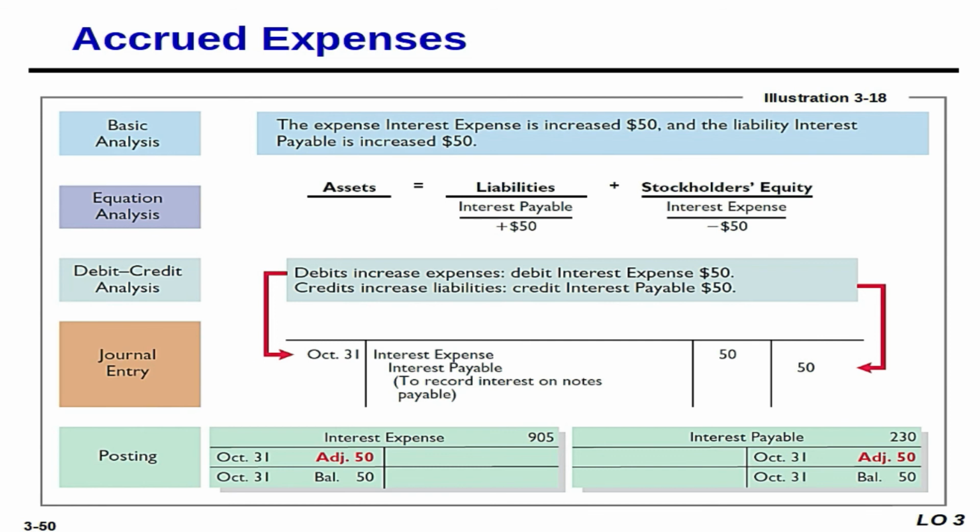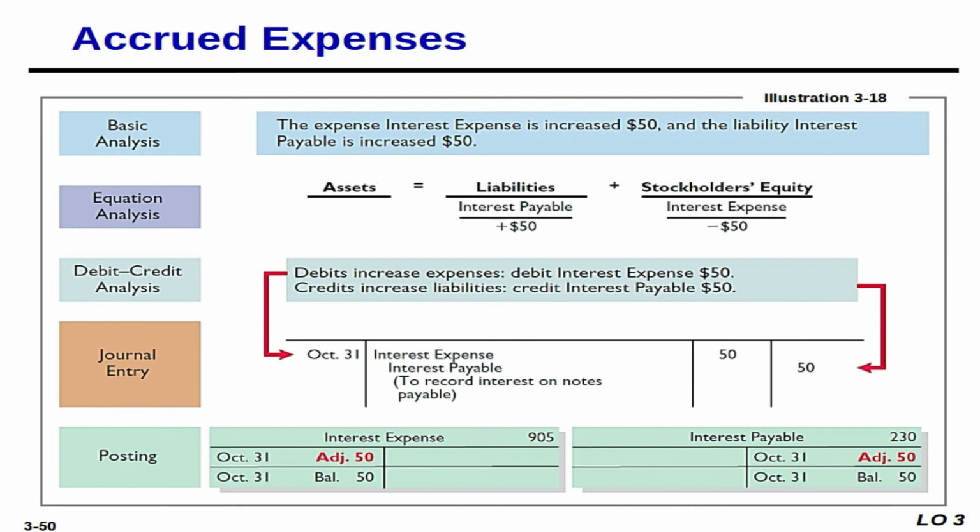You get this. We've been over multiple videos now. Debit credit analysis. Debits, left, increase expenses. Credits, right, increase liabilities and stockholders' equity, following the accounting equation. So debit interest expense $50, credit interest payable $50. That's what you see in the journal entry. And then finally, you post it to the ledger.